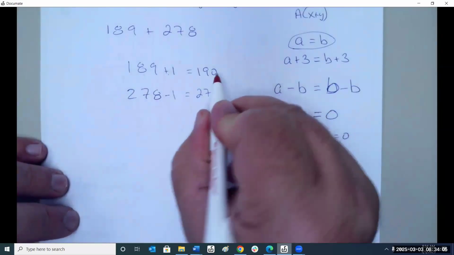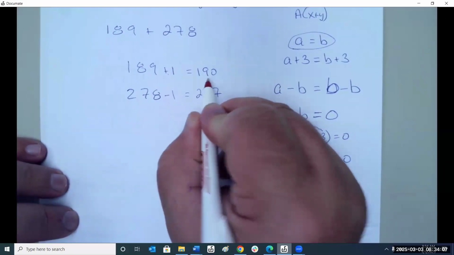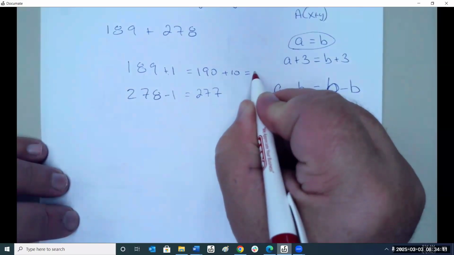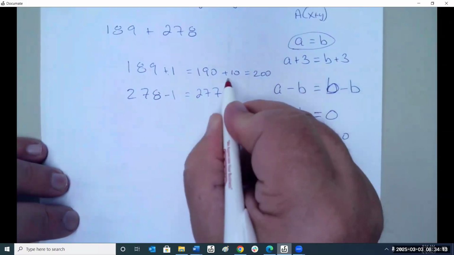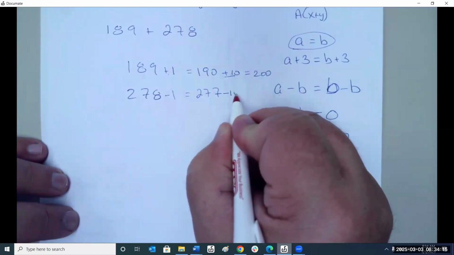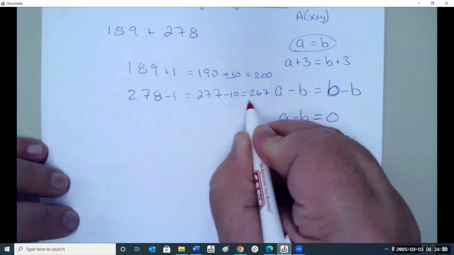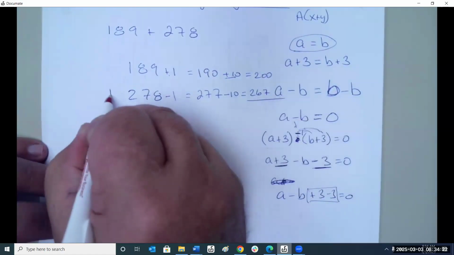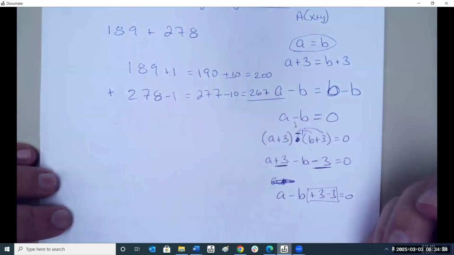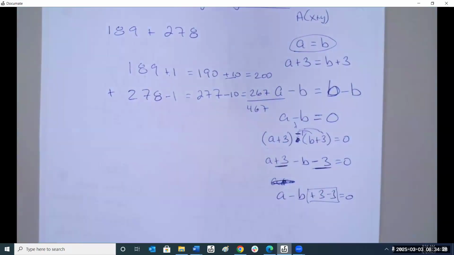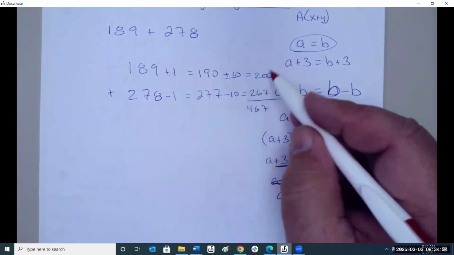Now, what's another easy number? What's the easy number here? From here, if we added 10, what do we get? 200. So if we added 10 here, we subtract 10 there. That makes it 267. So now when we add them together, it's much easier, because we don't have to worry about carrying over anything.